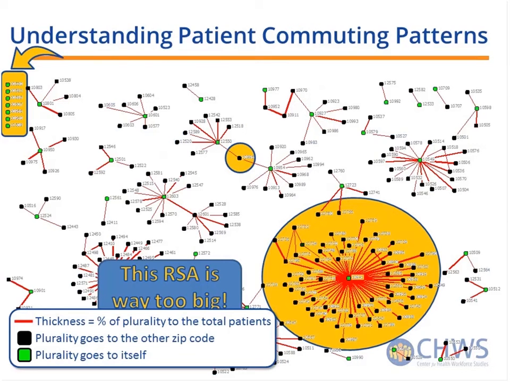The big circle in the lower right is two or more counties, and they're all going to zip code 10941, which is actually an FQHC in Middletown. So as you can see, for these two counties, Orange and Sullivan, everybody's going to Middletown.